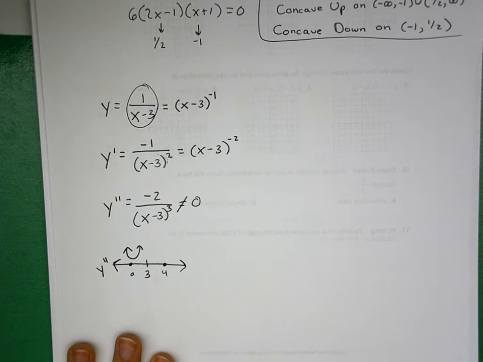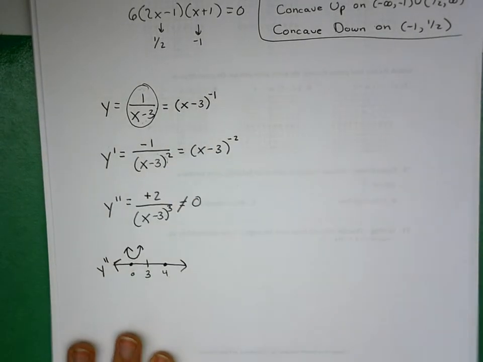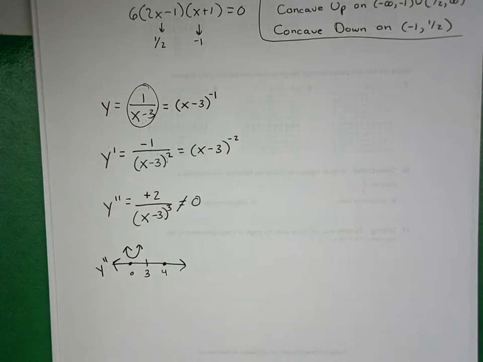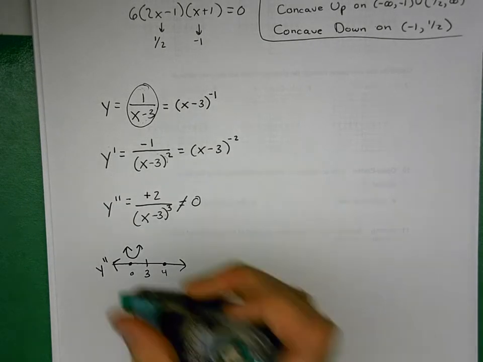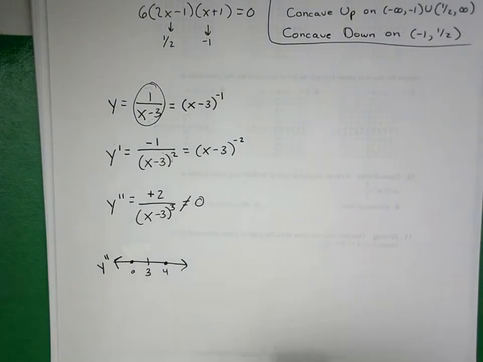And I just realized I made an error. Let me backtrack a little bit. I'm going to get positive 2 over x minus 3 here. My apologies about that. Let's make sure that it's clear why it's positive 2.